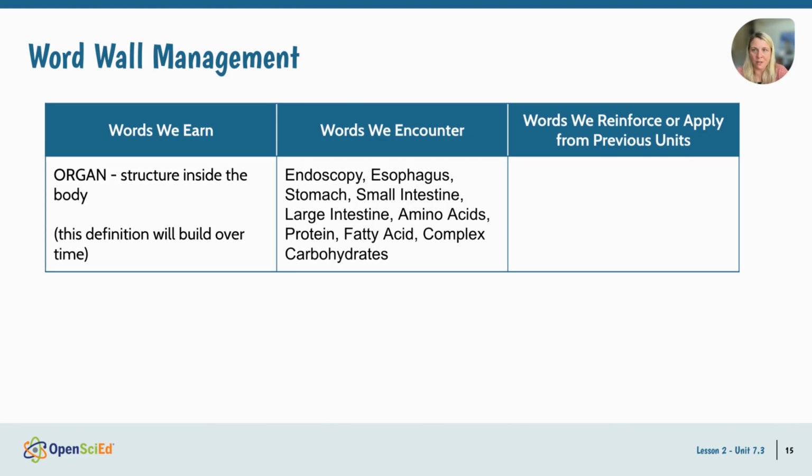In terms of word wall management, there is a word that we earn, which is organ, which is considered a structure inside the body. But do know this definition will build over time, and right now that's currently our working definition. So we'll keep adding to it as we get more and more information. There are several words that we encounter, and one that I found my students started to use at this point and wanted to add would have been the word absorption. Now, it's up to you whether you want to add the word yet or not, but do know that is one of the words that we earn in the next lesson.